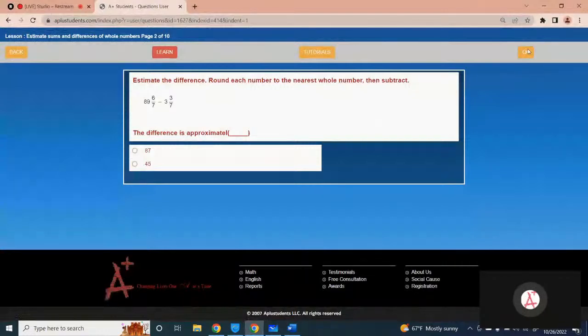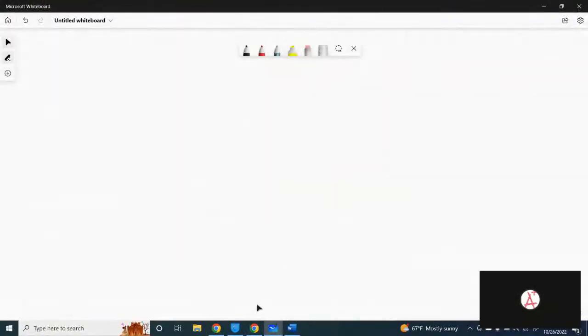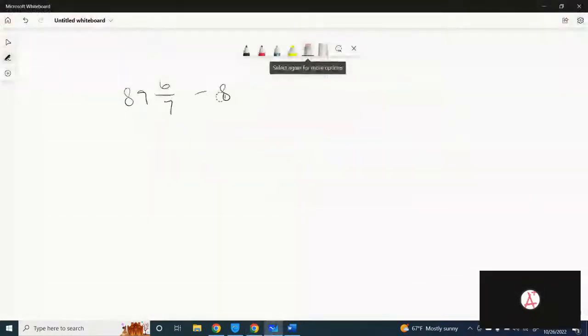Okay, 89 whole 6 by 7 minus 3 whole 3 by 7. That's the one we did in the tutorial. 89 whole 6 by 7 minus 3 whole 3 over 7. So first you have to round off the fractions and then you have to subtract them.